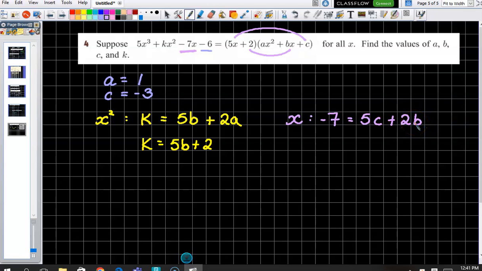Now, I know c, it's minus 3. So I've got minus 7 equals 5 times minus 3, which is minus 15, plus 2b. Can you solve for b? You can solve for b. Once you've got b, sub it in here, and then you've got k.